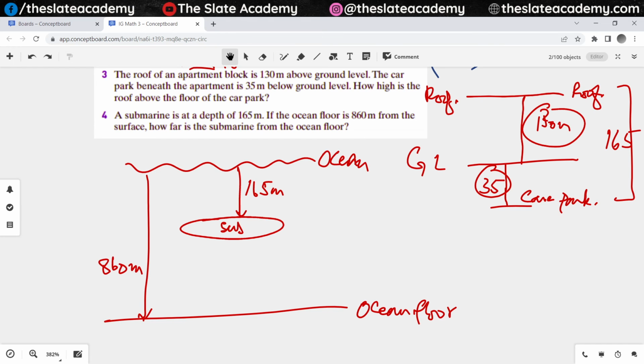Now it asks how far the submarine is from the ocean floor. What is this distance equal to? From the total of 860, I have to deduct 165, and that gives me the difference in height between the submarine and the ocean floor. So 860 minus 165 would be 695. Did everybody get 695, or are you getting a different answer?